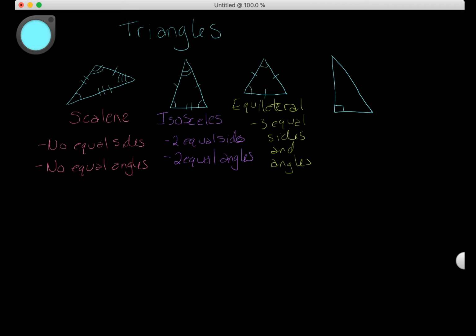The last kind of triangle is the right angle. The right angle triangle has a 90-degree angle. All right, so those are our kinds of triangles. I need you to know that angles in a triangle add to 180 degrees.